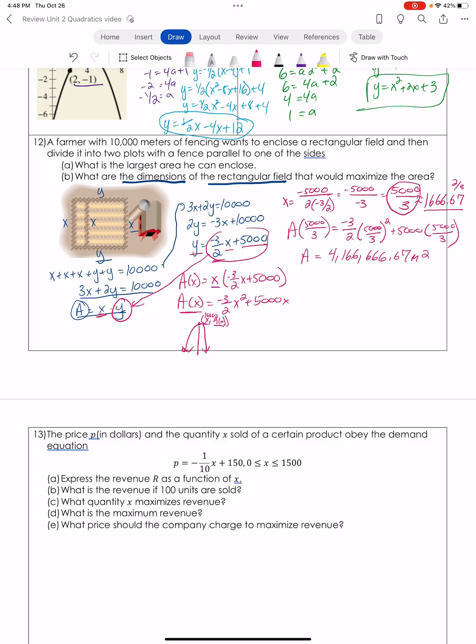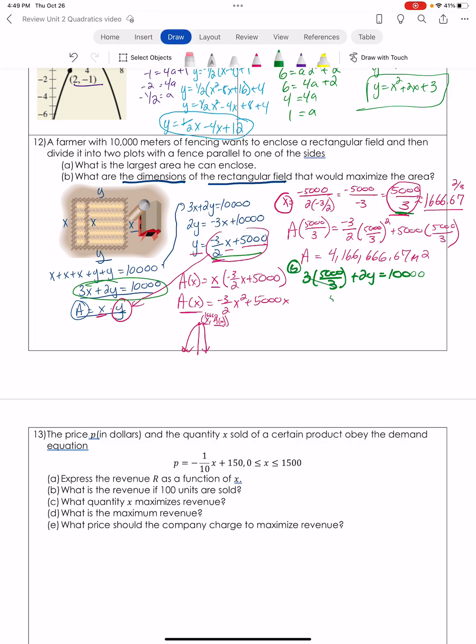So the next thing is it says, what are the dimensions of the rectangular field? So I know my X value is 5,000 over 3. We're going to actually convert that back into our decimal. But we take that, our 5,000 over 3, and we substitute it in here, if you will. Or you could substitute it in here. So that's going to be 3 times 5,000 over 3 plus 2Y is equal to 10,000.